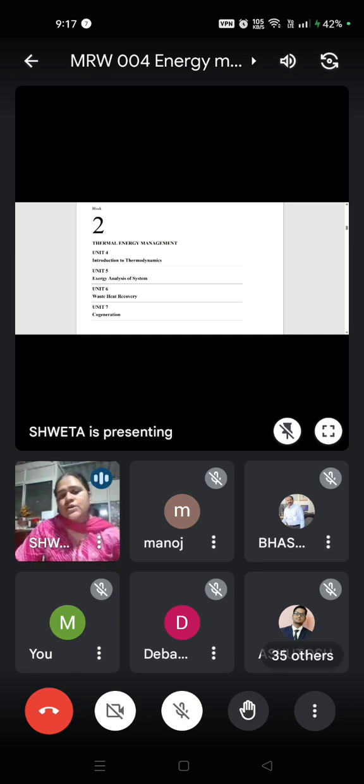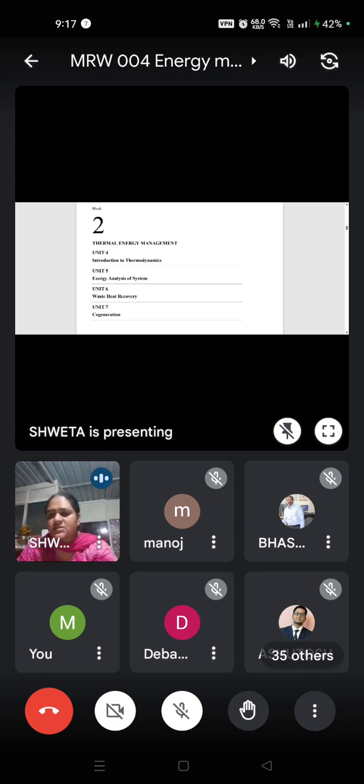So this is how we are going to manage our energy. In the first block, we learned what energy conservation is and how it is done. When we talk about energy conservation, the thing that comes to mind is energy audit. An energy audit could be a preliminary one or a detailed one. What we do in an energy audit is account for where we are getting input and what our output is.